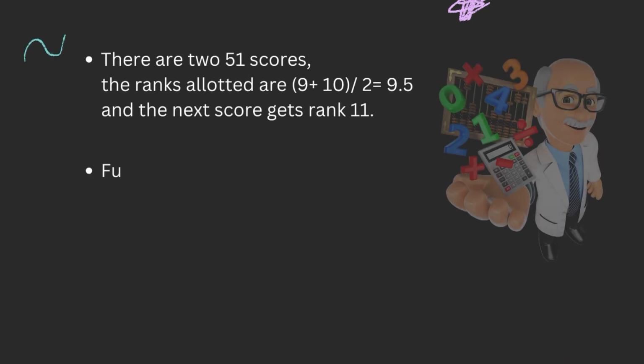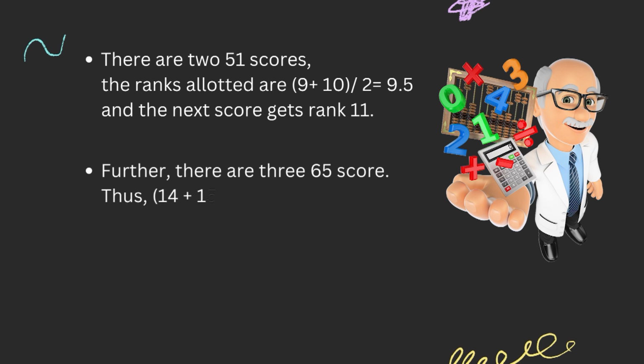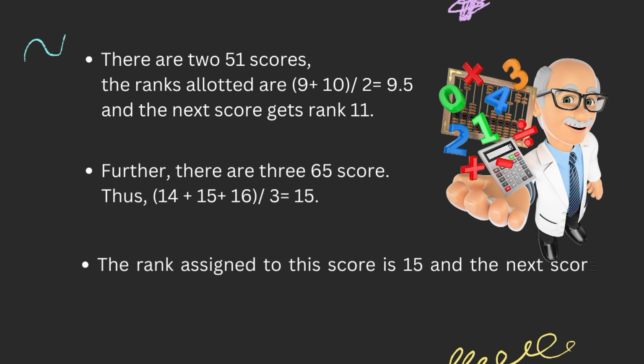Further, there are three scores of 65. Thus, suppose the first score comes at rank 14, the second at rank 15 and the third at rank 16. We have to add these three ranks and divide by 3. So, 14 plus 15 plus 16 divided by 3 is equal to 15. Thus, the rank assigned to this score is 15 and the next score gets rank 17.